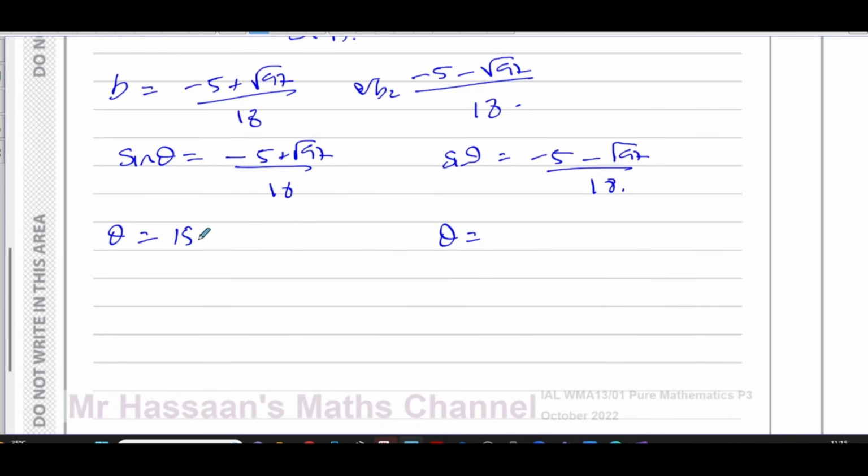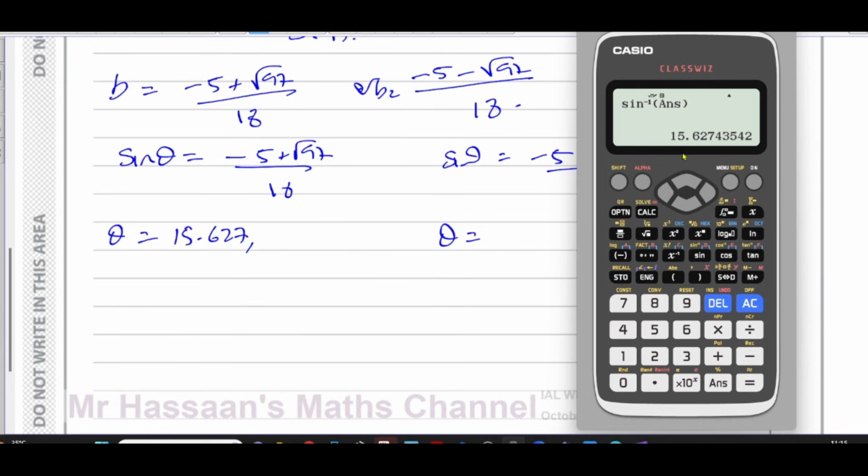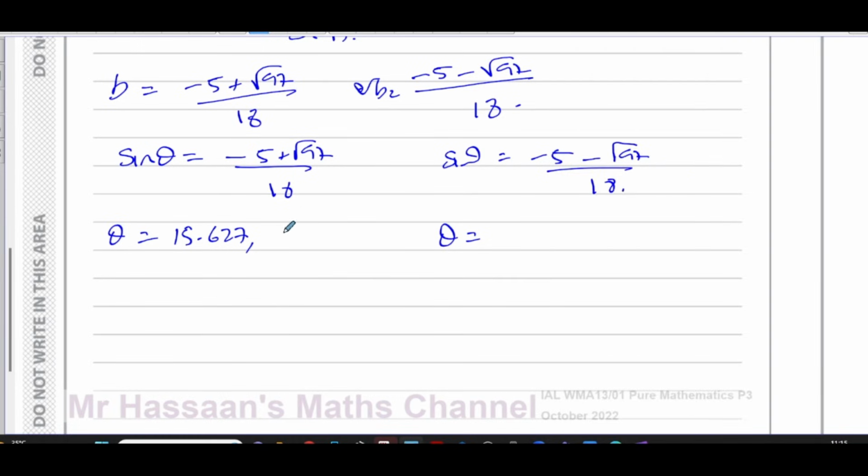15.627, I'll write it to more places than I need. And then we know the other angle for sine is 180 minus this angle. It's always like that with sine. You get the main angle from the calculator and you do 180 minus that angle, and that gives you the other main angle, which is 164.373. All the other angles will be outside of our range because we only need to go up to 360.